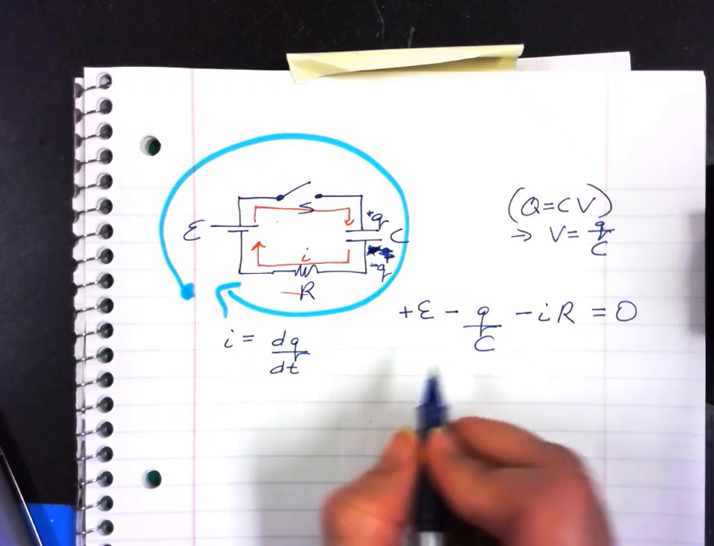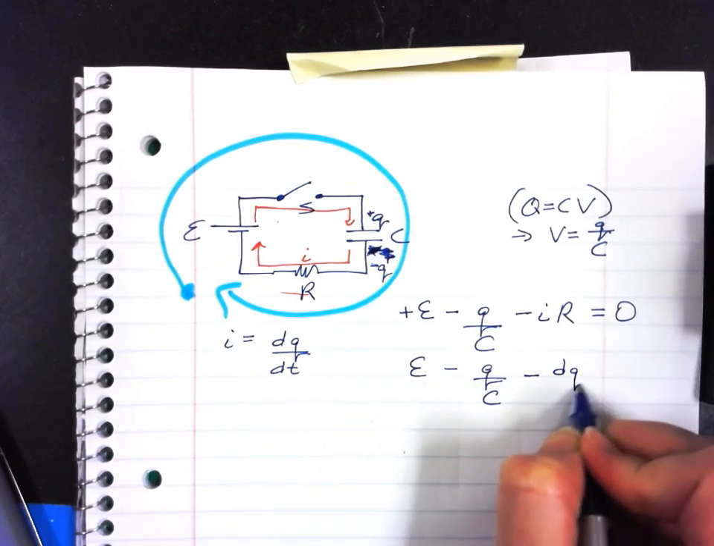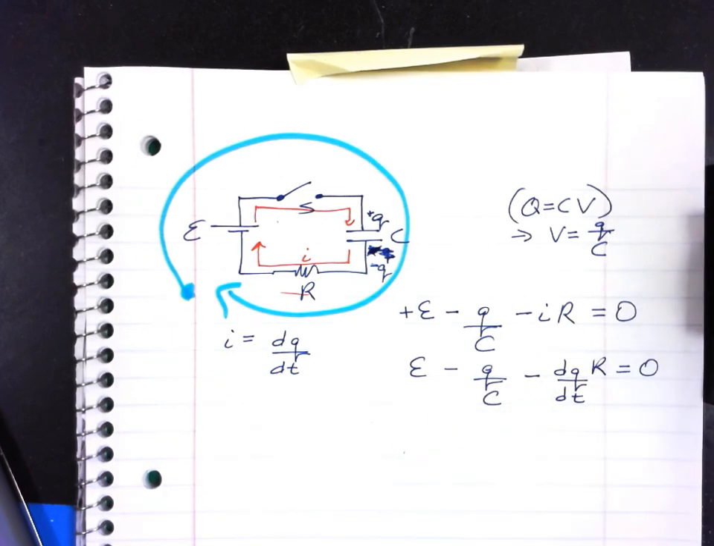So making this substitution, EMF minus q over C minus dq/dt times R equals 0.